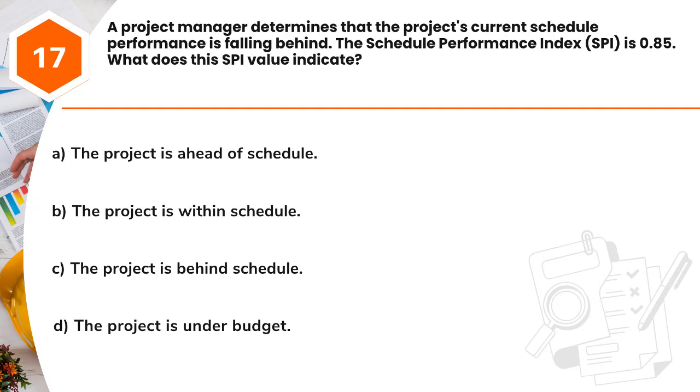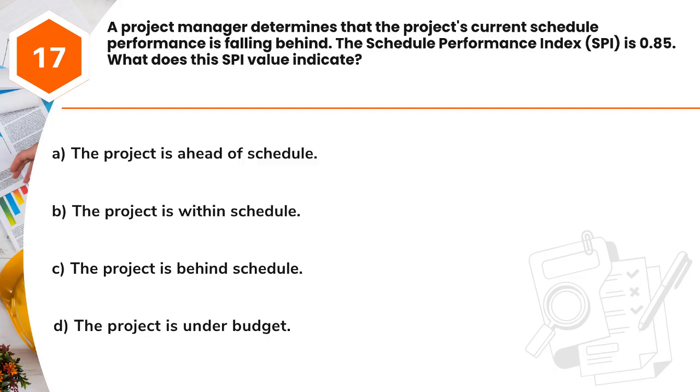Question 17. A project manager determines that the project's current schedule performance is falling behind. The Schedule Performance Index, SPI, is 0.85. What does this SPI value indicate? A. The project is ahead of schedule. B. The project is within schedule. C. The project is behind schedule. D. The project is under budget.